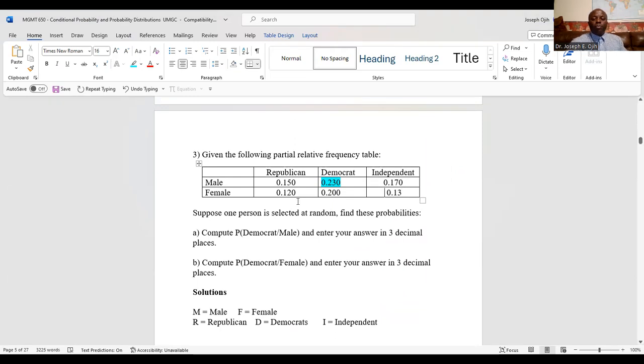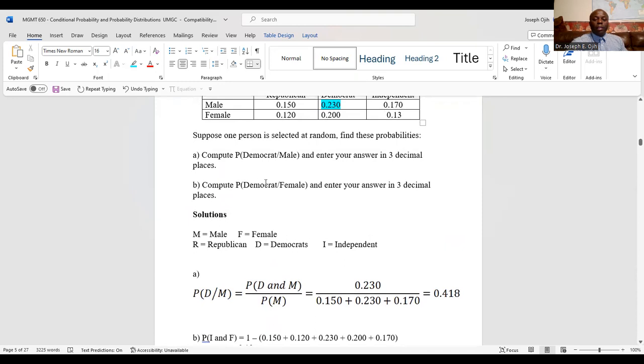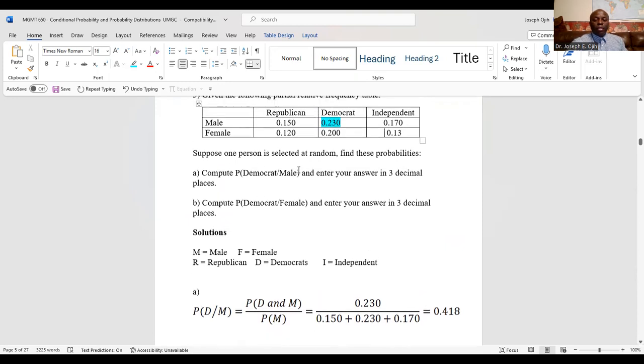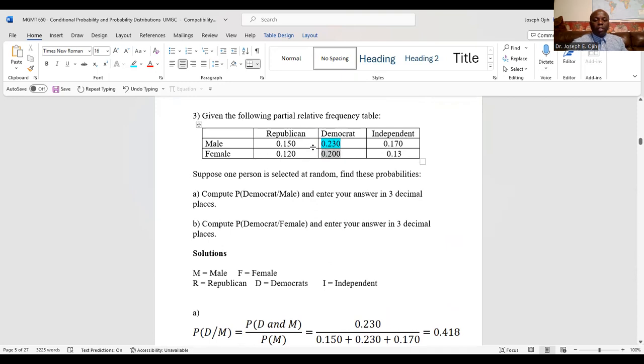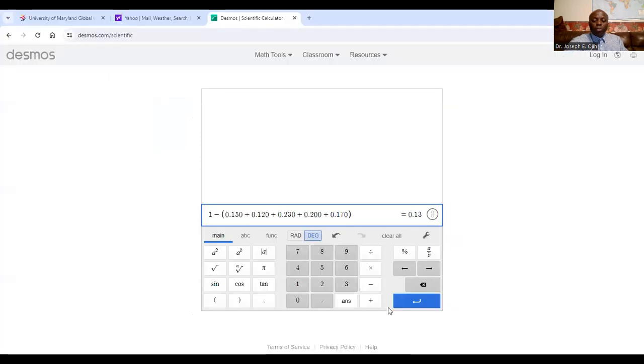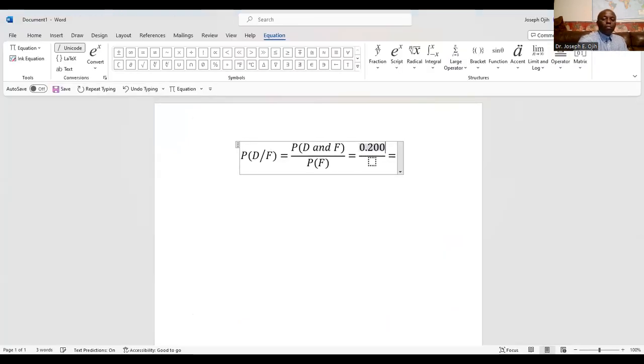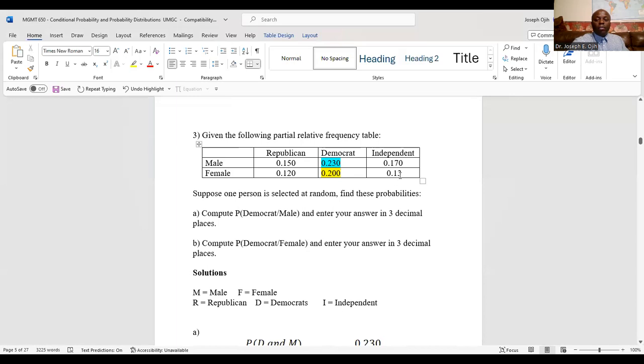With that, we can now find the probability that the person is a Democrat, given that is a female. You can see female and Democrat intersect here, at 0.200. So you go there and put 0.200. Taking you to where we have our formula: 0.200 divided by the probability of female. For that, you can get it from the table. You add this and that to get the probability for female. I'm going to write it down here so I can put them in.